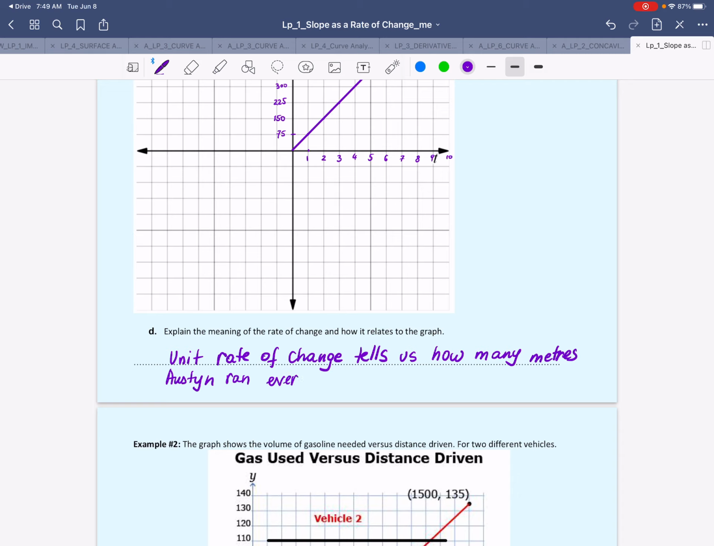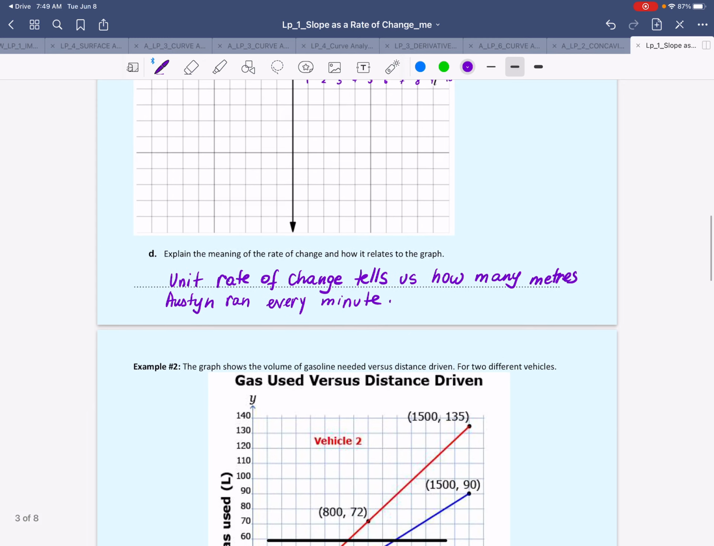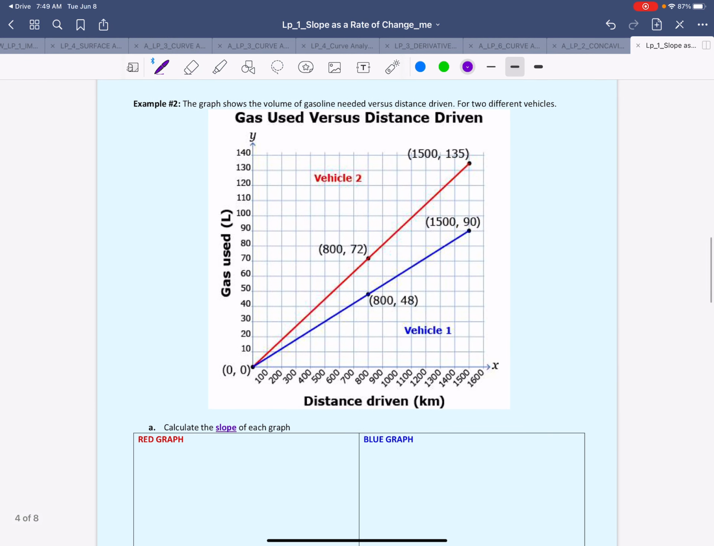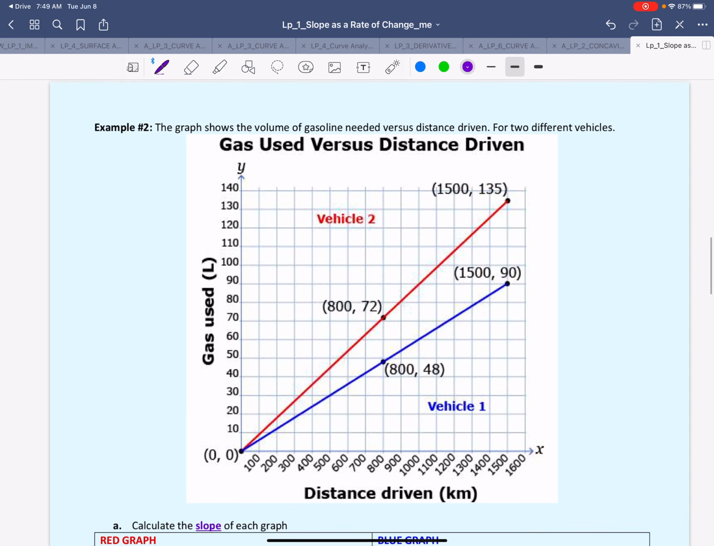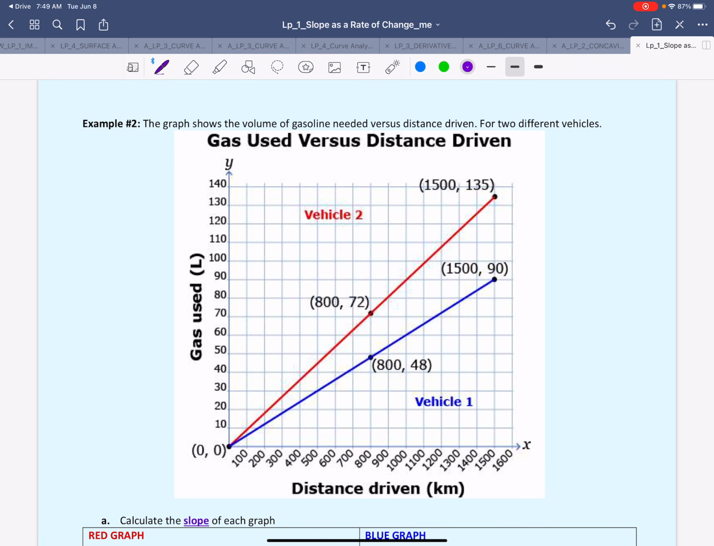Okay, let's take a look at another example. So this time we have a fancier graph in here. This graph shows the volume of gasoline that is needed versus distance driven. And we have two different vehicles. So we have vehicle 1 in blue and vehicle 2 in red. So the relationship described in here is gasoline used over distance.